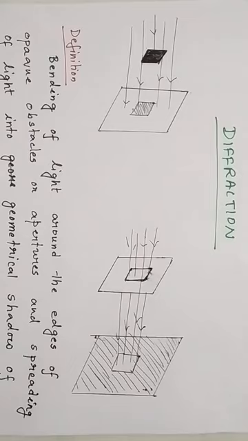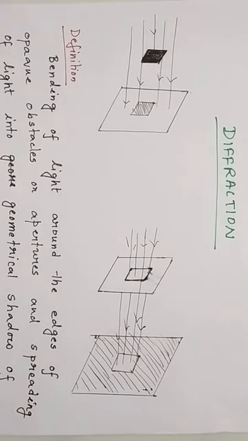So now we'll discuss diffraction. Generally we know that light seems to travel in a straight line. But if you observe very carefully, you will see that light does suffer some deviation from its straight path when it passes very close to the edges of any opaque obstacle or any aperture, like very narrow slits.